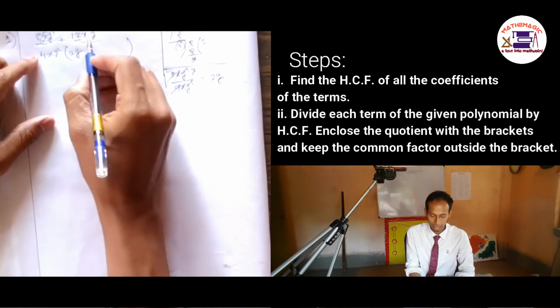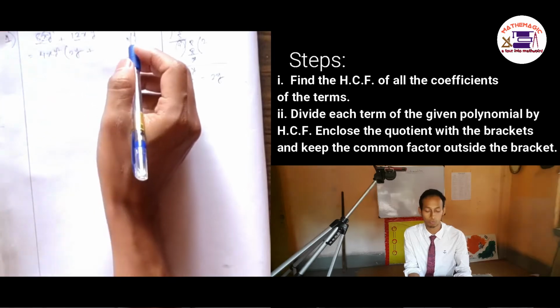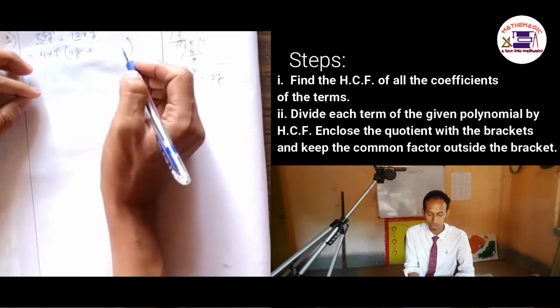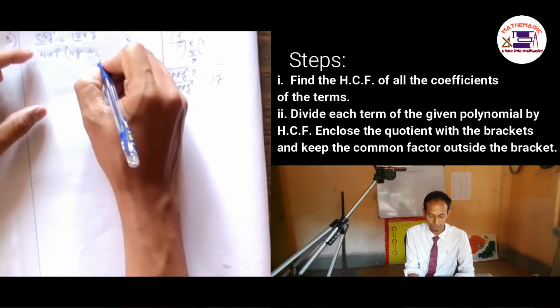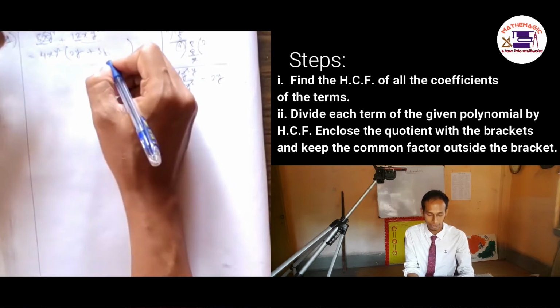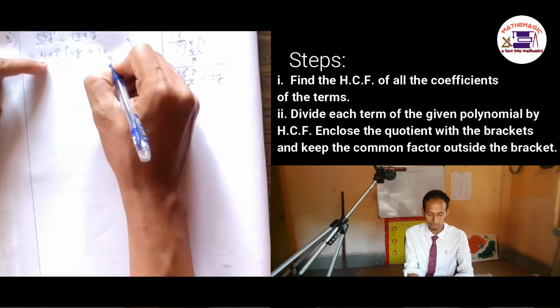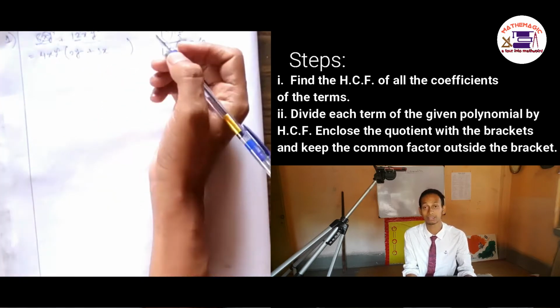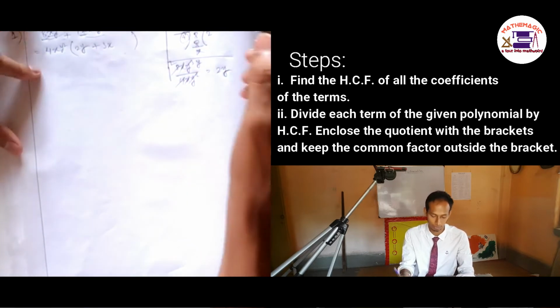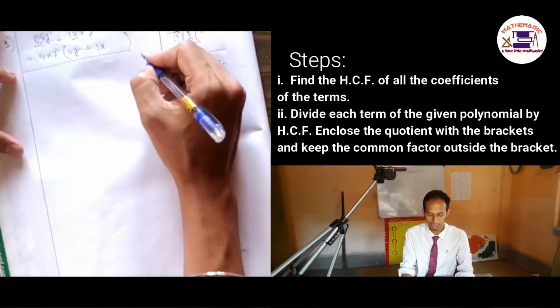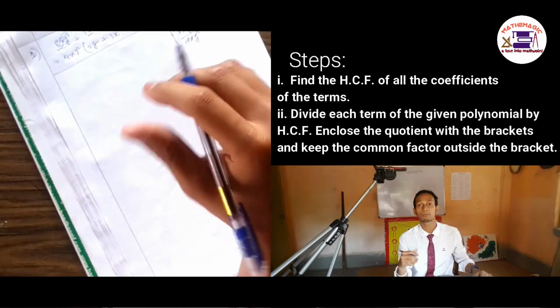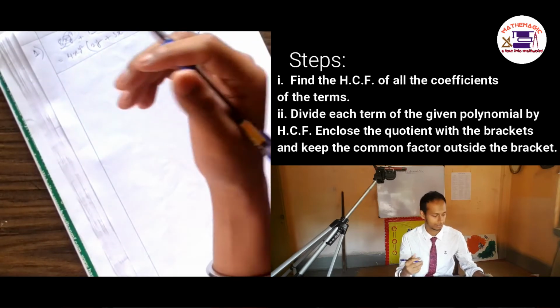So this 12x square y square divided by 4xy square. Numerically, if you divide 12 by 4, you will get 3. Now x square divided by x will give you x, and y square divided by y square will give you 1. So I'm not writing anything more. So this is the answer. Now we proceed to the next part.